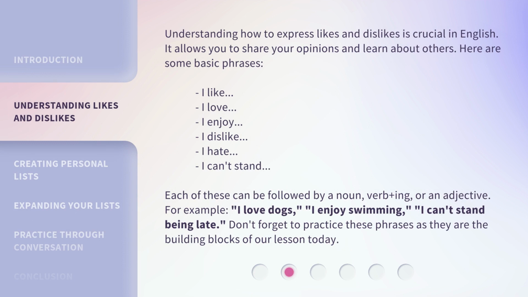Understanding how to express likes and dislikes is crucial in English. It allows you to share your opinions and learn about others. Here are some basic phrases: I like, I love, I enjoy, I dislike, I hate, I can't stand. Each of these can be followed by a noun, verb plus ing, or an adjective.